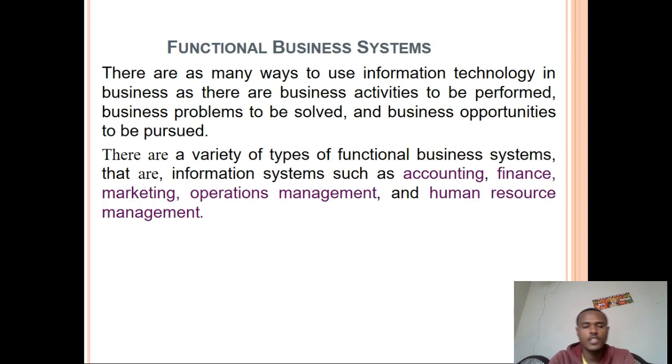First, let me see functional business systems. There are as many ways to use information technology in business as there are business activities to be performed, business problems to be solved, and business opportunities to be pursued. There are a variety of types of functional business systems. Some of them are accounting, finance, marketing, operations management, and human resource management.